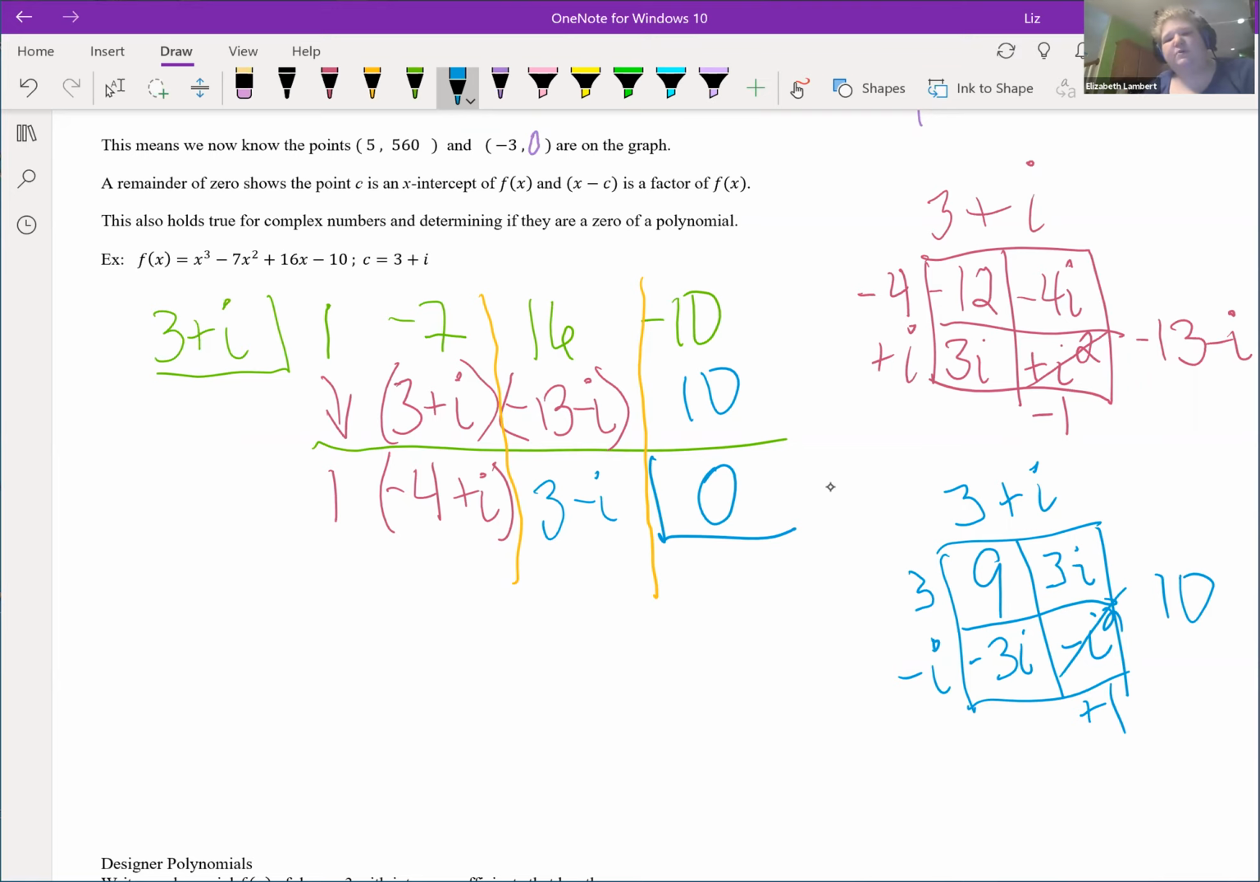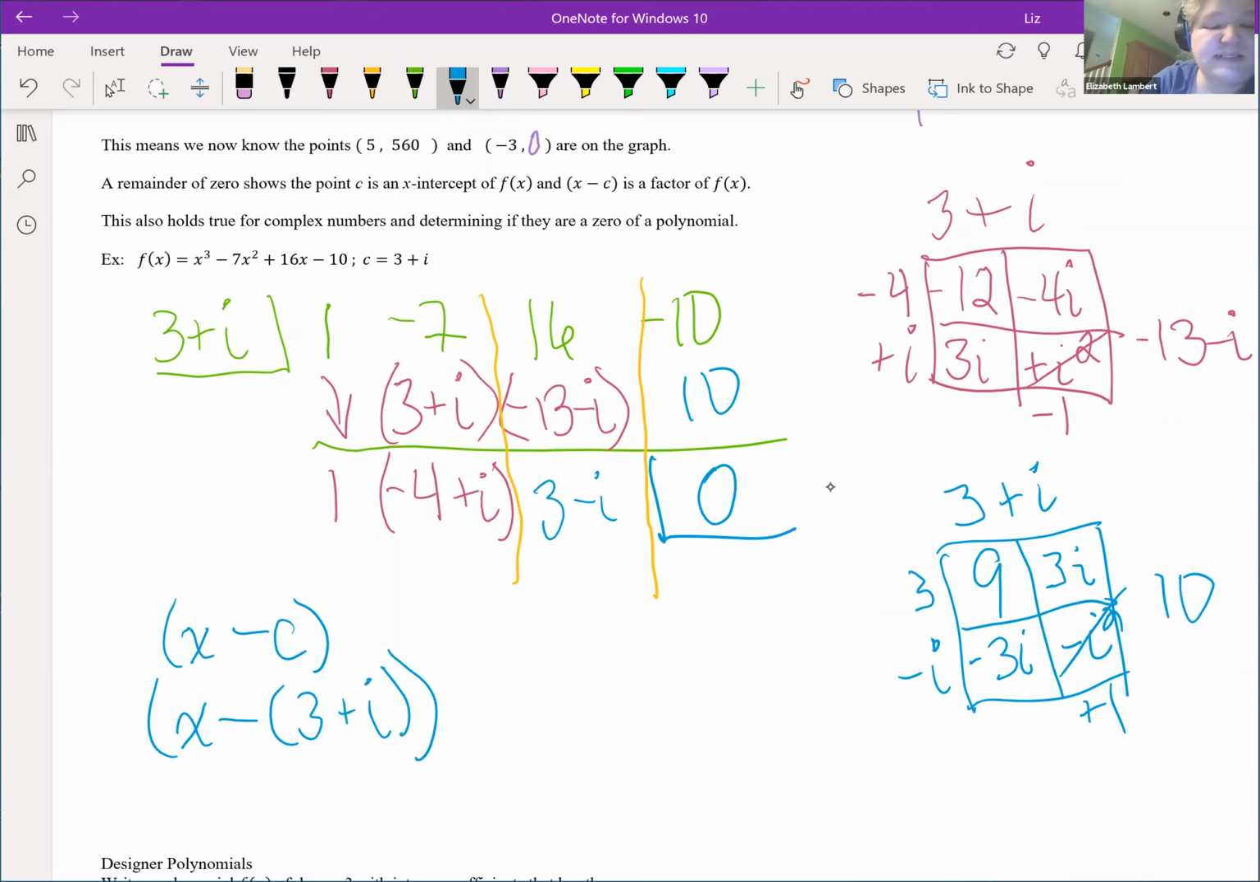So I got a 0 here. That tells me 3 plus i is a 0, which means x minus c, which in this case would look like this, is a factor.